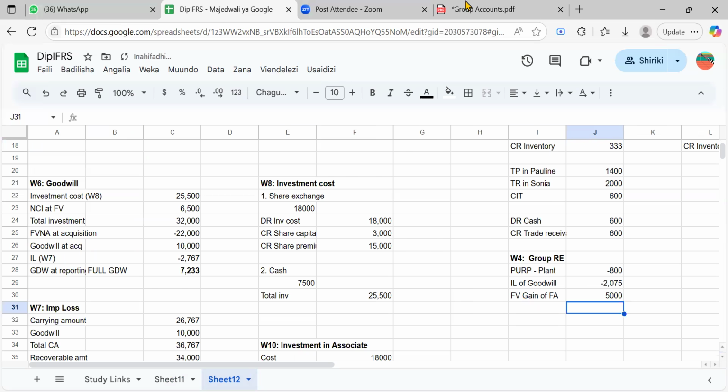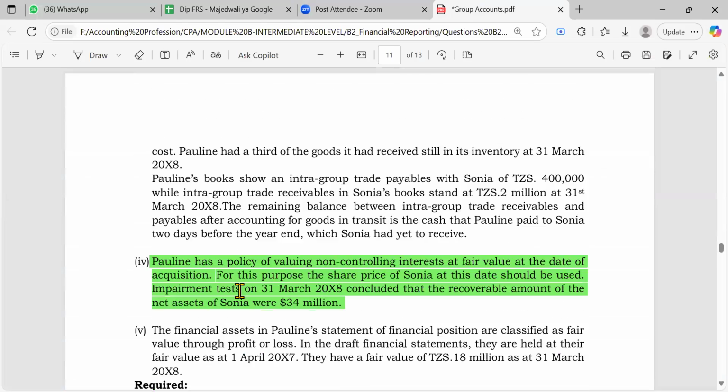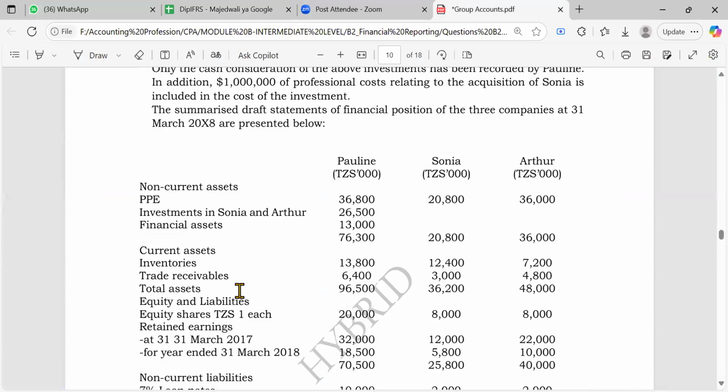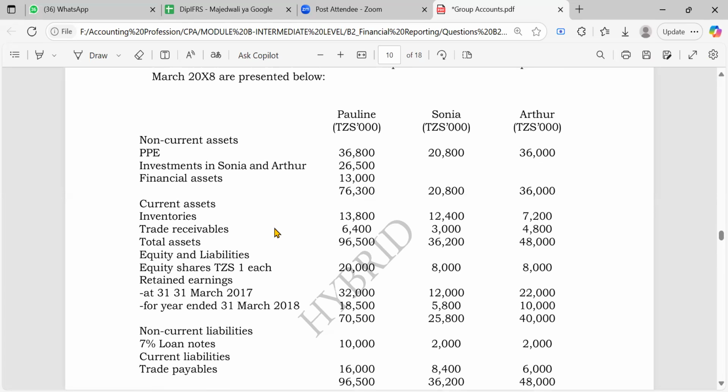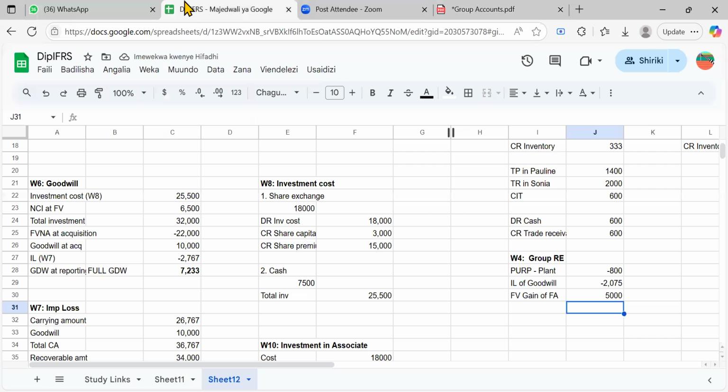Yes, like that, right? So after that, I think everything should have been done well. And what will only remain, I think, is only these numbers. We hadn't dealt with these numbers, yeah? Let's just go through these numbers and add them together. So we start with PPE. We had 36,800 plus 20,800. Do you add the other or you don't? The other is associates. So we do not consolidate associates, we just add Pauline and Sonia, so 36,800 plus 20,800, right?